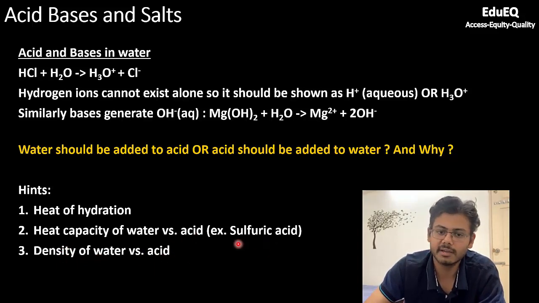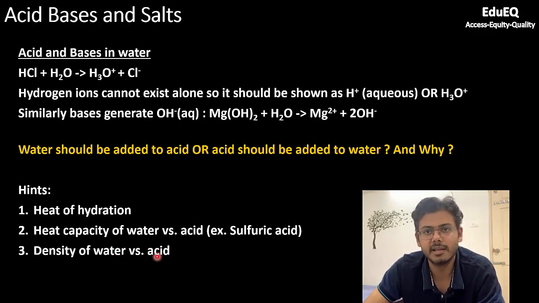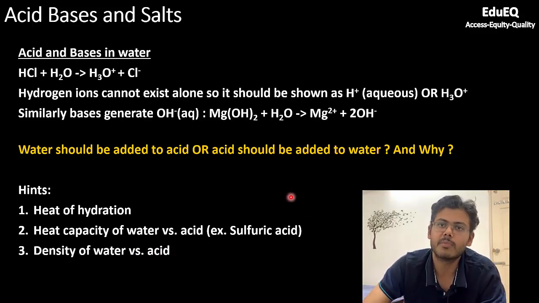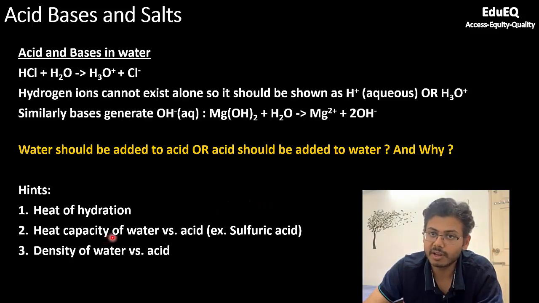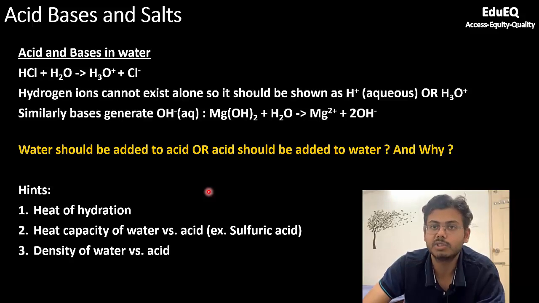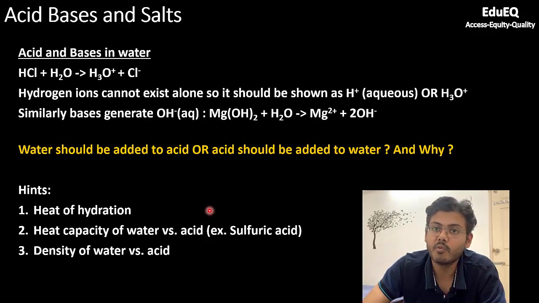Again, if you take sulfuric acid, its density would be somewhere around 1.9 gram per cc, or 1900 kg per meter cube, and the density of water would be around 1000 kg per meter cube. So sulfuric acid is definitely heavier than water. Imagine you are pouring water into sulfuric acid. Sulfuric acid is in a beaker and you are putting water in it. As soon as you put water, due to the heat of hydration and lower heat capacity of sulfuric acid, there will be a runaway reaction, a highly exothermic reaction which might lead to splashing of acid outside. So this is one reason why you should never add water to acid.